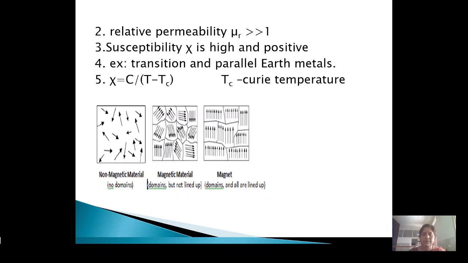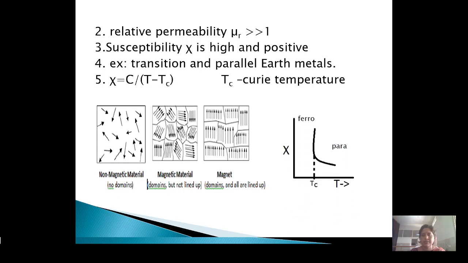See here, non-magnetic material, and here domains. These are called the domains. In ferromagnetic materials, some small portions we call domains. In the domains, all are aligned parallel. See here, when you give the field, they are aligned parallel to each other. That's why they show spontaneous magnetization.